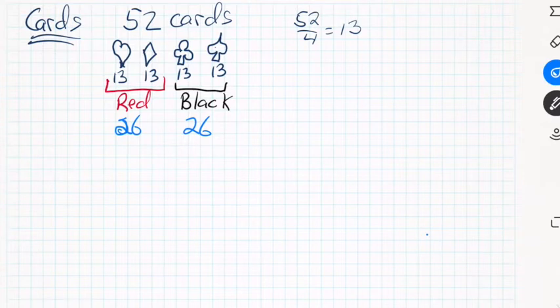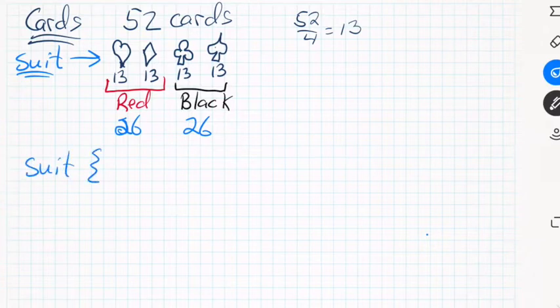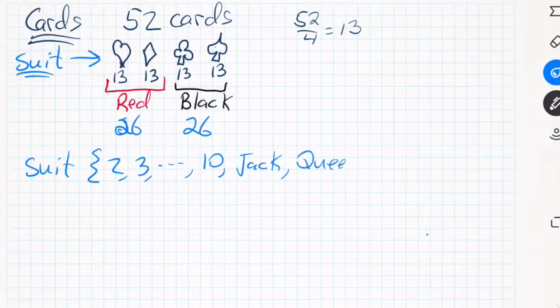Okay. Now, within a suit, so this is called a suit. Hearts, diamonds, clubs, and spades are called suits. Within a suit, there are cards that are 2 through 10, so 2, 3, all the way up to 10. And then there's a jack, a queen, a king, and finally the ace. Now, depending on the game you're playing, ace can represent 1 or it's the highest card. Or trump for that matter.